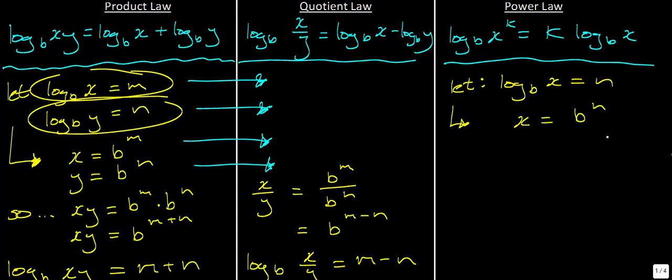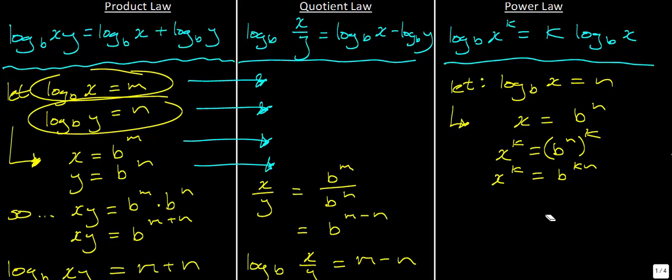Okay. So the next thing I'm going to do from here is take each one of these sides and raise it to the power of k. And so we raise it to the power of k, we have x to the power of k is equal to b to the n, to the power of k, like so. Next, I'll simplify this and write x to the power of k is equal to b to the kn, or nk, makes no difference.